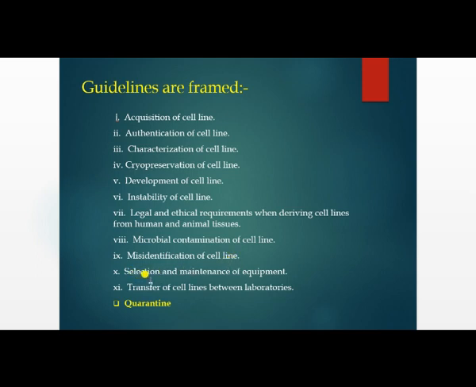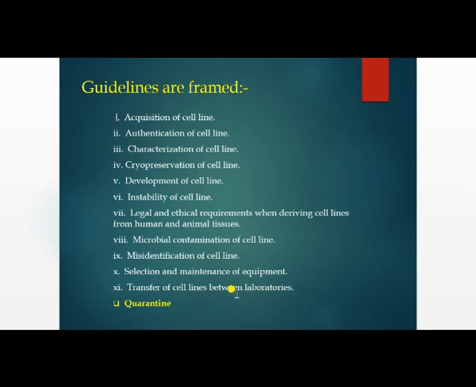Next is selection and maintenance of equipment. Whichever equipment you require for cell culturing or from culturing to cell line maintenance, all this equipment should be in proper working order. So this selection and maintenance of equipment is a necessary term in the culture. This is one important guideline of your cell culture. Next is transfer of cell lines between laboratories. After maintaining this, whichever cells are stored, you can transfer these cell lines between laboratories.